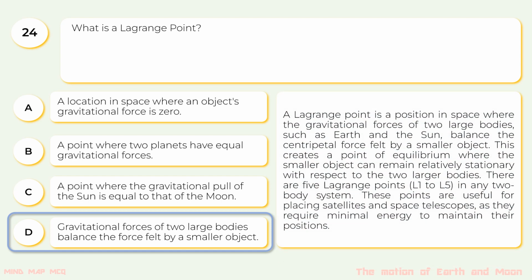A Lagrange point is a position in space where the gravitational forces of two large bodies, such as Earth and the Sun, balance the centripetal force felt by a smaller object. This creates a point of equilibrium where the smaller object can remain relatively stationary with respect to the two larger bodies. There are 5 Lagrange points, L1 to L5, in any two body system. These points are useful for placing satellites and space telescopes as they require minimal energy to maintain their position.